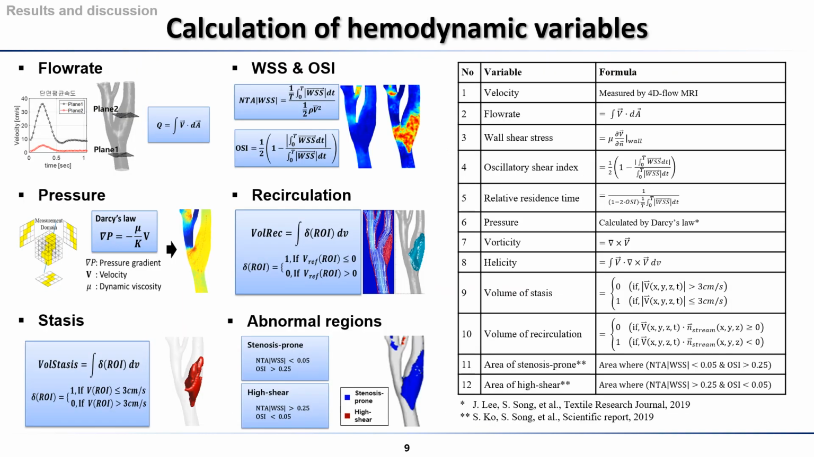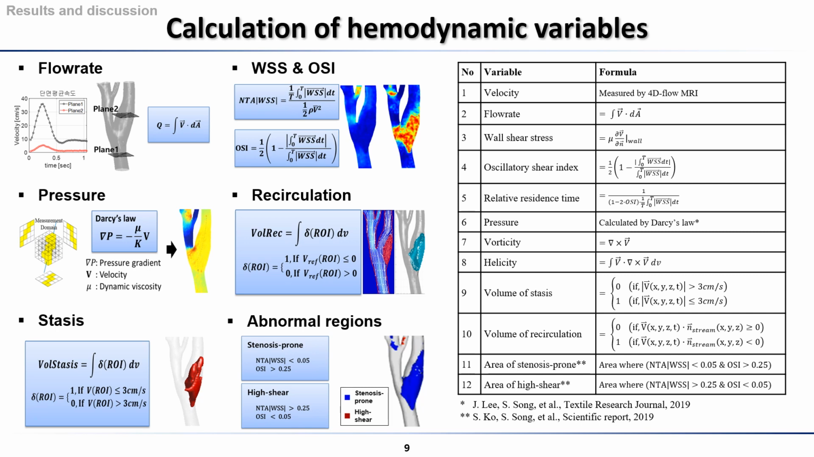Next, key hemodynamic variables from the velocity field were calculated, which have been reported to be associated with the disease in other studies. For example, the flow rate, and the second one is wall shear stress and OSI, which is very popular in this academic area. And the pressure field, which was calculated using Darcy's law, and the recirculation zone, which means the region that flows opposite to the mainstream direction.